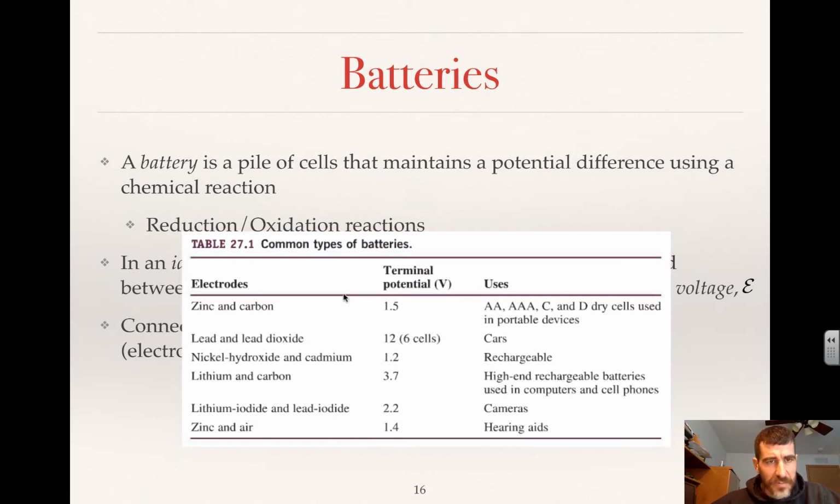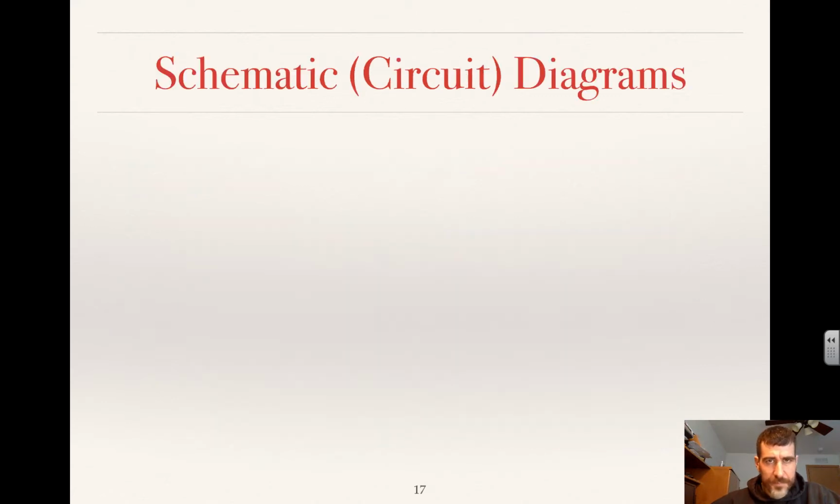So this is a table from your book. Depending on the type of electrodes you have, it'll actually determine what the terminal potential actually is. So like zinc carbon, these are your common alkaline batteries, are 1.5 volts, and like lead dioxide, these are your car batteries. Those are actually multiple cells, but for a total terminal potential of 12 volts.